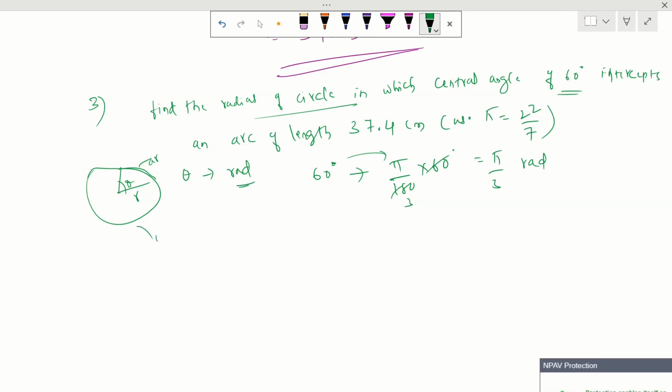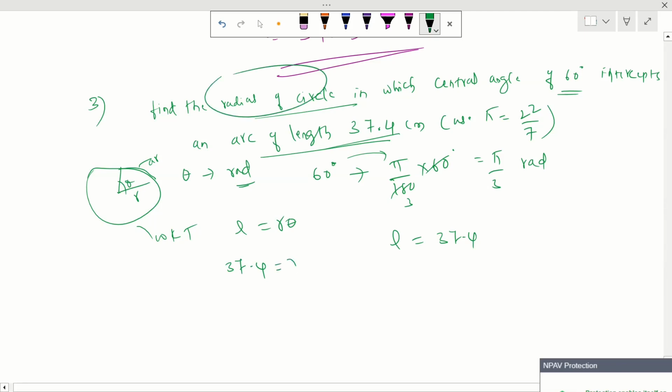We know that in the radian method, L is equal to R theta. This one we have discussed. The arc of length L is given as 37.4. So we have to find the radius of the circle. Theta is pi by 3, in radians. We convert 60 degrees to radians because in this formula theta is in radians.